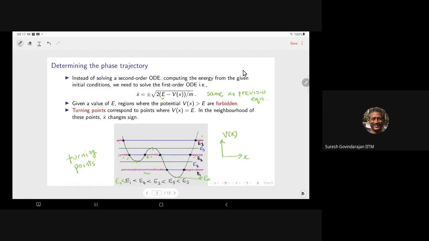E0, E4 and E5 are very special values because, for E less than E5 and greater than E4, there are two regions. But if E is greater than this, there's only one classically accessible region. So you can see that E4 and E5 actually separate two kinds of motion. I'll pause here and ask for comments or whatever.